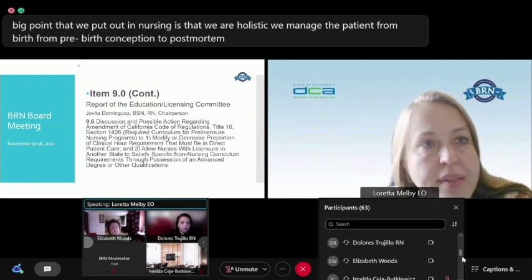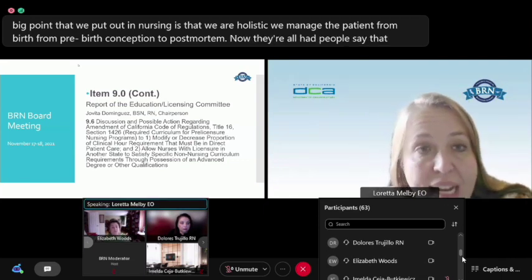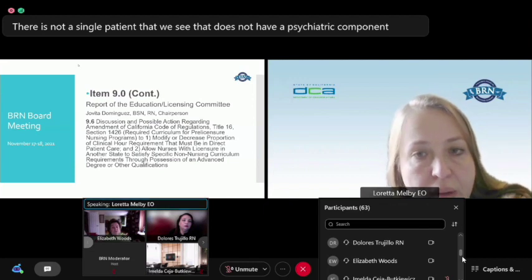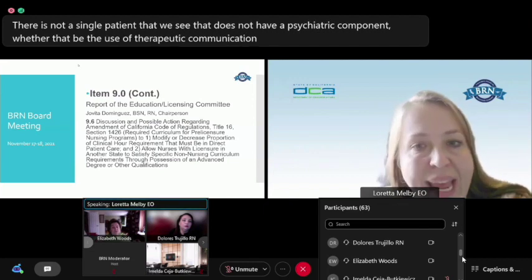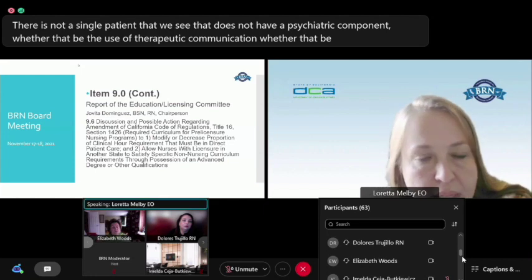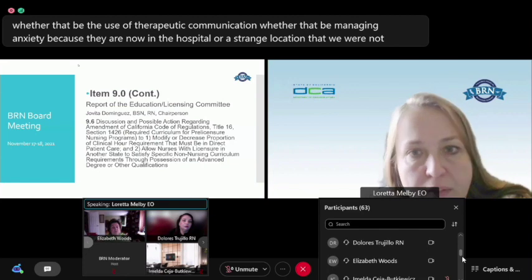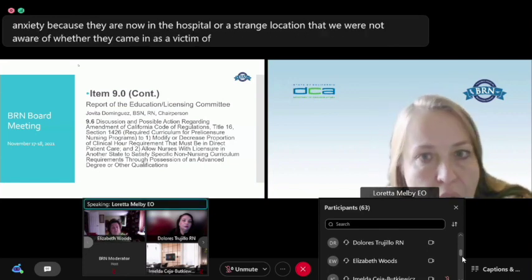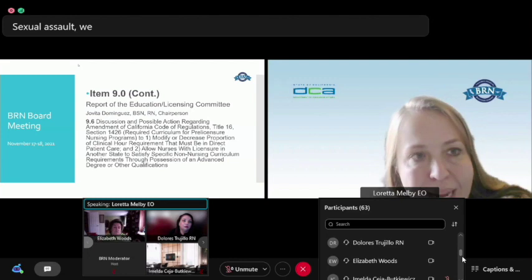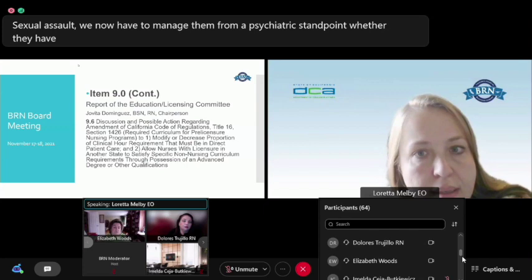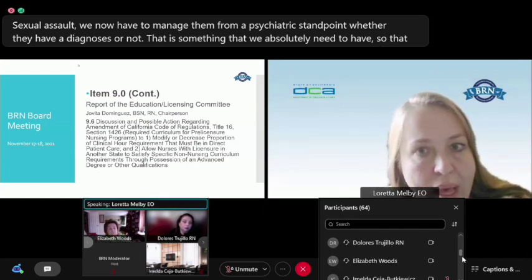People will say, well, I don't need to do psych. There is not a single patient that we see that does not have a psychiatric component, whether that be the use of therapeutic communication, or managing anxiety because they are now in the hospital in a strange location, or whether they came in as a victim of trauma or sexual assault. We now have to manage them from a psychiatric standpoint, whether they have a diagnosis or not. That is something we absolutely need to have. So that specialty is pivotal as well.